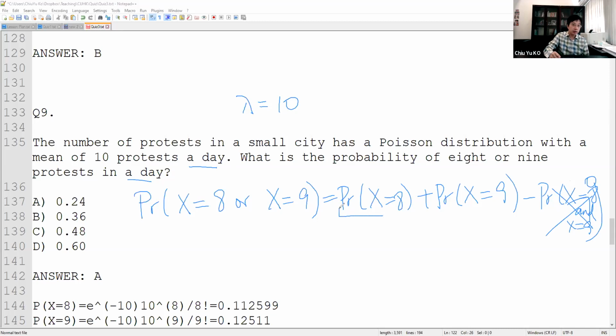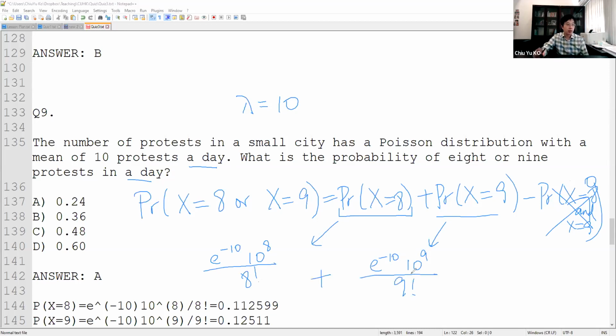And for this part, that will be e to the power negative 10, 10 to the power 8, over 8 factorial. And for this one, it will be e to the negative 10, 10 to the power 9, over 9 factorial. You add them up, okay? This would give you something close to 0.24. Is that okay? Good.